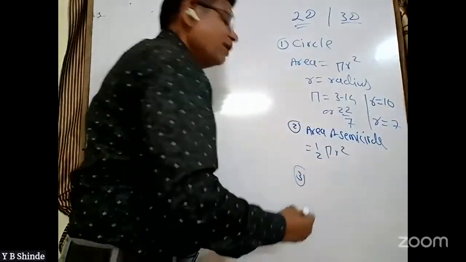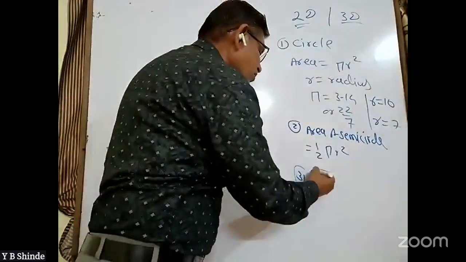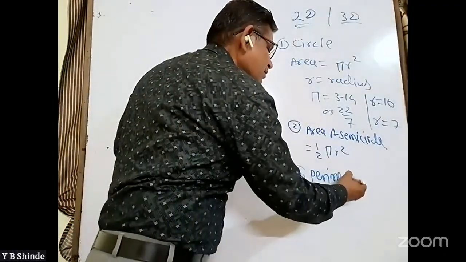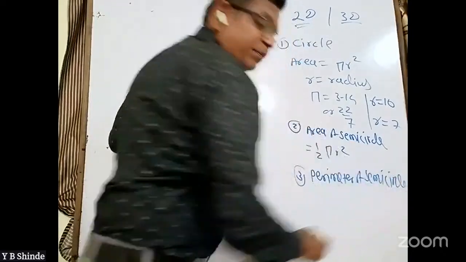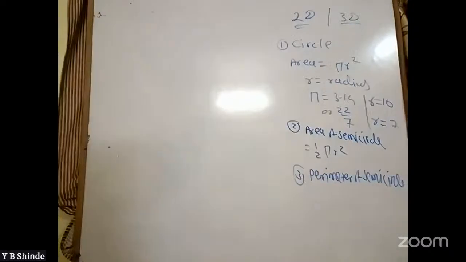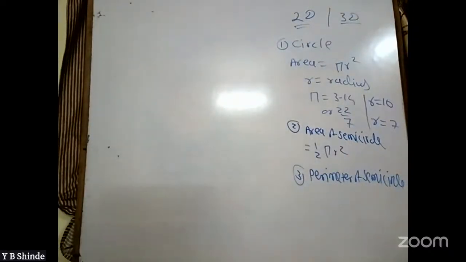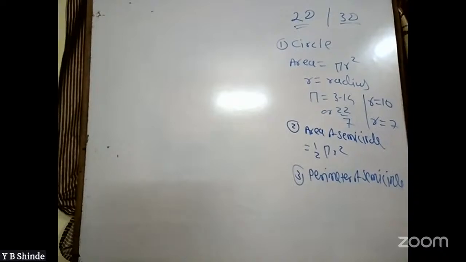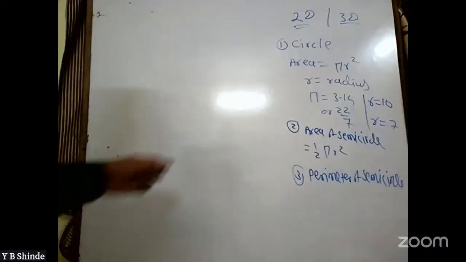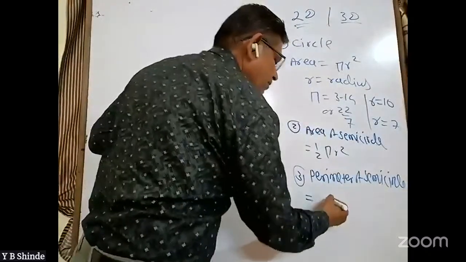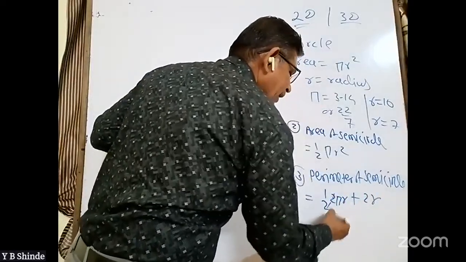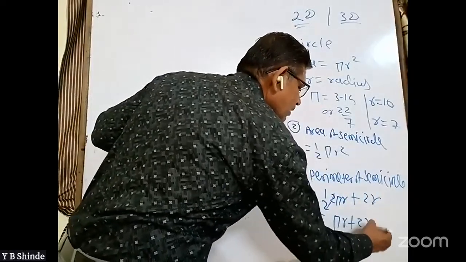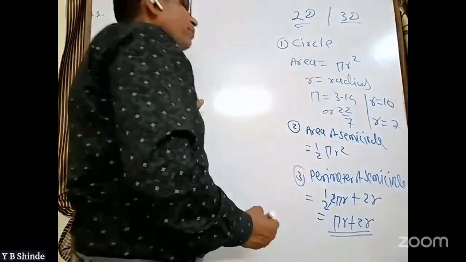What is the third formula? Perimeter of semicircle. Okay. Perimeter of semicircle, all of you know that it is what? Half of 2 pi r plus 2r. Half of 2 pi r means what? Pi r plus 2r. This is the value of perimeter.